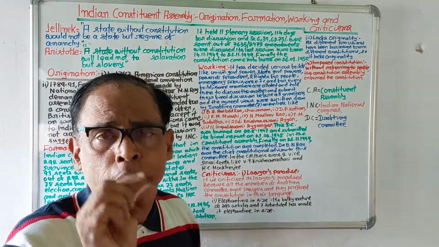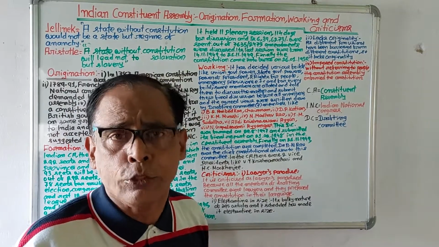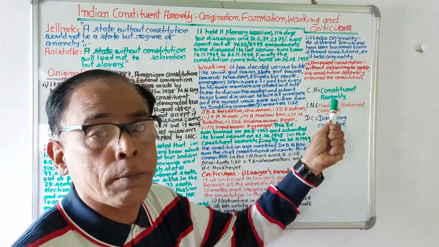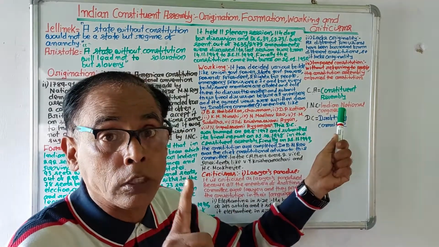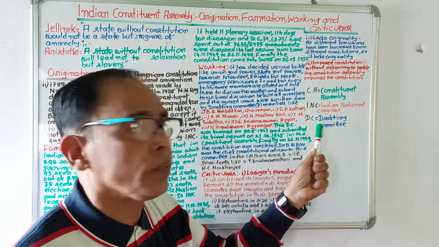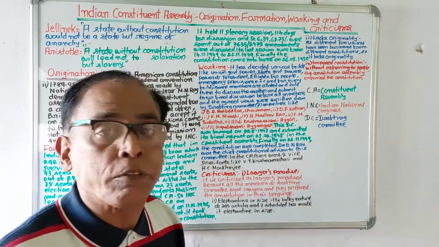And in this video, some short terms have been used, like CA. CA stands for Constituent Assembly. INC stands for Indian National Congress. DC stands for Drafting Committee.